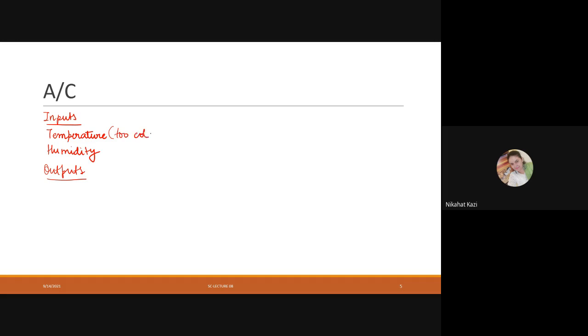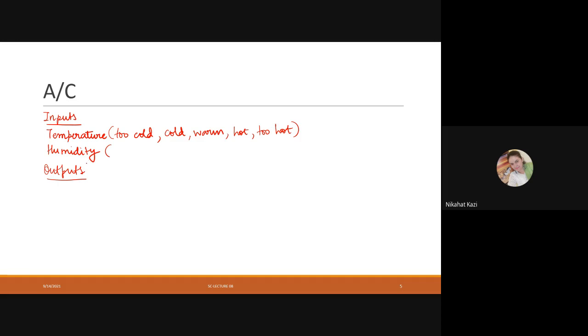So these could be my linguistic values. I'm sorry, these are the values, linguistic values. Temperature and humidity are the linguistic variables. These are the linguistic values.